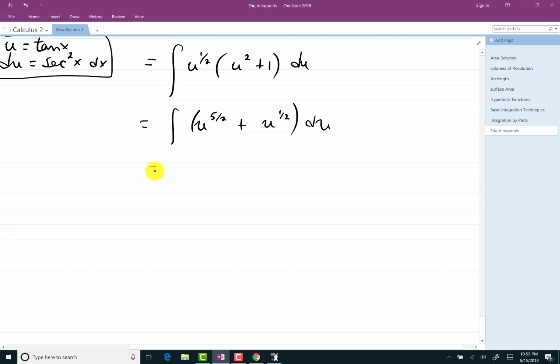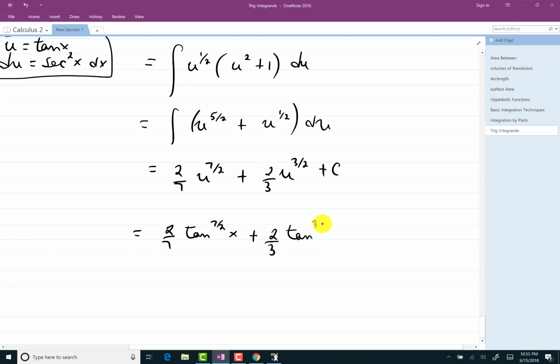Okay. U to the 5/2 will become u to the 7/2, become 2/7 u to the 7/2. And the other one will become 2/3 u to the 3/2, plus a constant. And I'm finally ready to put my u back. What was that? U was tangent. So I get 2/7 tangent to the 7/2 of x plus 2/3 tangent to the 3/2 of x. And then don't forget the plus the constant.